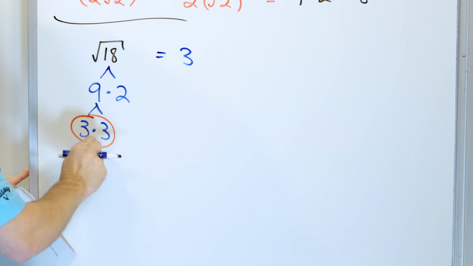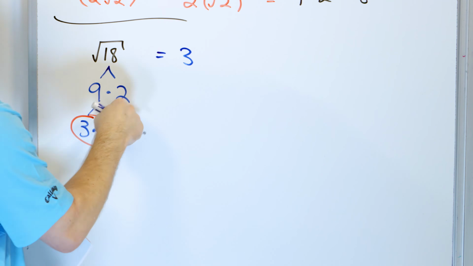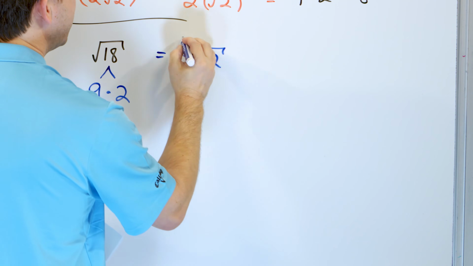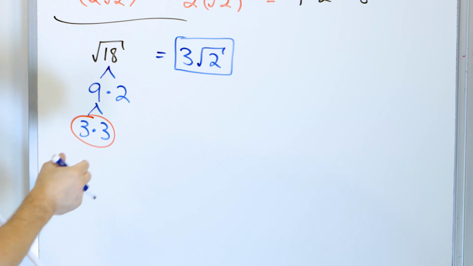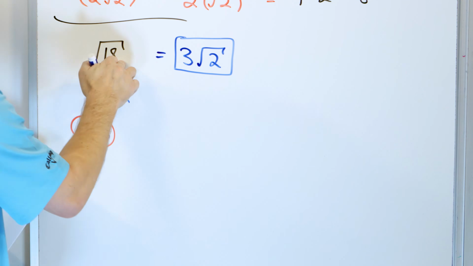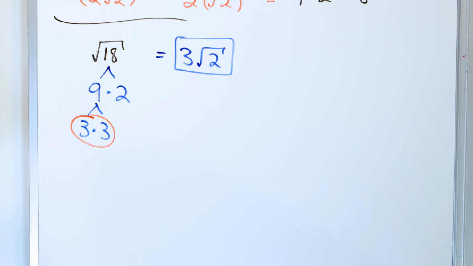It comes out of the radical because we found a pair, but this 2 has no partner. It stays under the radical, and we say that the answer is 3 times the square root of 2. If you dump that into a calculator, you will get a decimal that, when you multiply that decimal times itself, will give you 18, because that's what's under there.